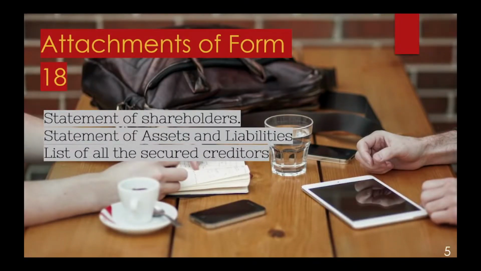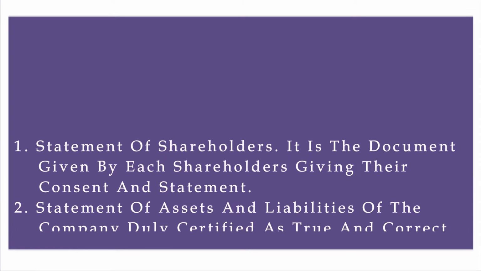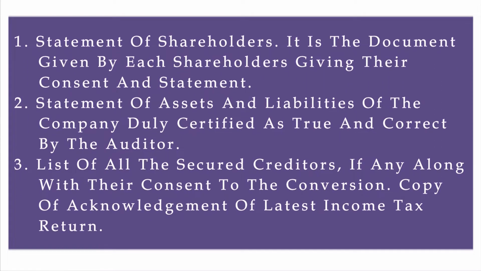Attachments of Form 18 are the statement of shareholders. It is the document given by each shareholder giving their consent and statement. Statement of assets and liabilities of the company, duly certified as true and correct by the auditor. List of all the secured creditors, if any, along with their consent to the conversion, and the copy of acknowledgement of the latest filed income tax return.